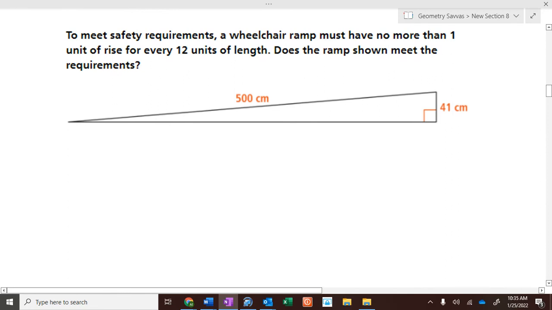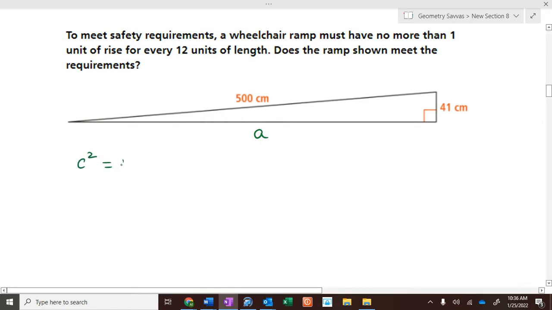Let's look at another one. A wheelchair ramp. To meet requirements, for a wheelchair ramp, for every 12 units you go this way, you can only go up 1 unit. 12 units this way, 1 unit. Okay? Does this ramp meet requirements? Well, what side are we missing? C again? No, we're missing A or B. Let's just call it A. It doesn't matter which side is A and which side is B. They're both legs. It really doesn't matter. But c, you need to have alone.